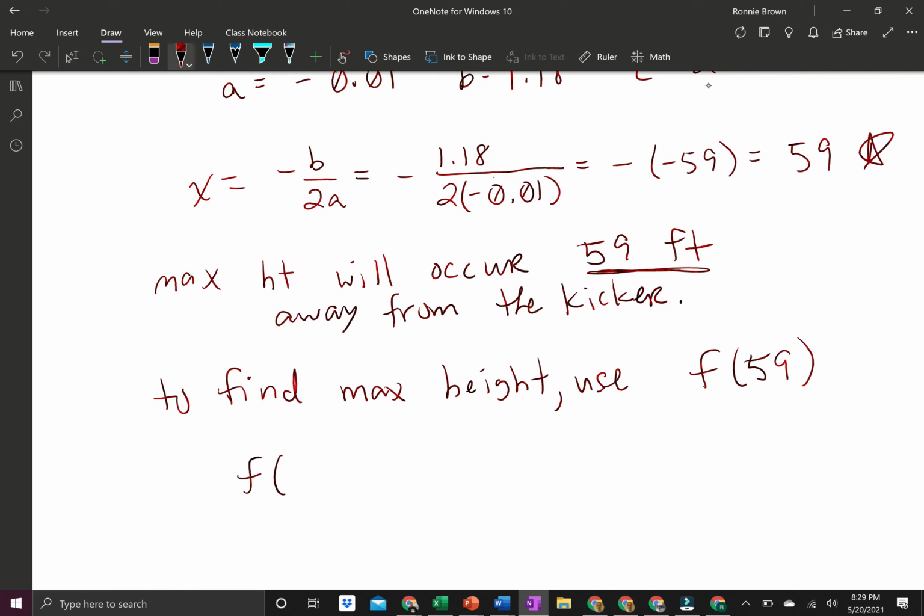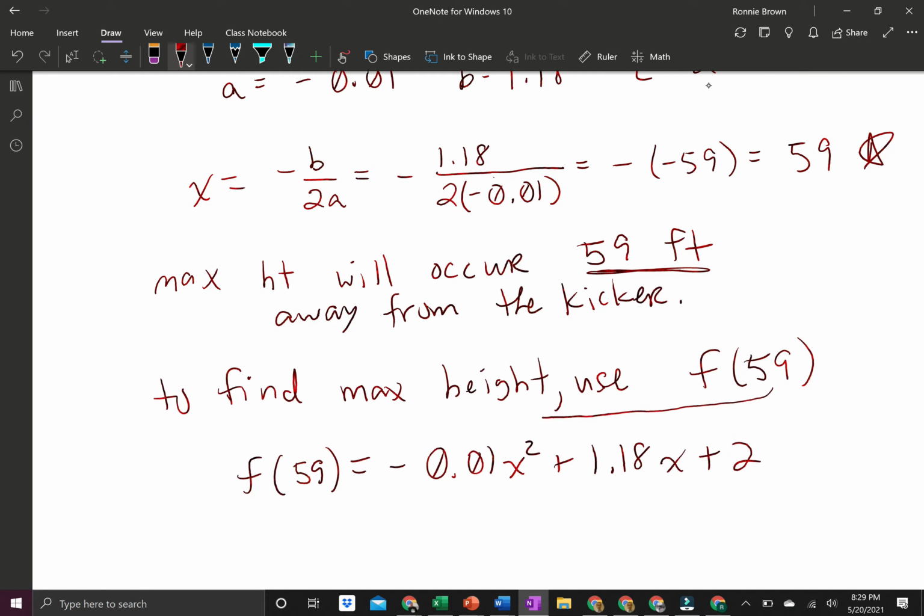So again, I'm just going to write my function over. Right, f of 59. So my original function was negative 0.01 x to the second plus 1.18x plus 2. And everywhere I see an x, I'm going to plug in this 59. So we get negative 0.01 times 59 to the second plus 1.18 times 59 plus 2.